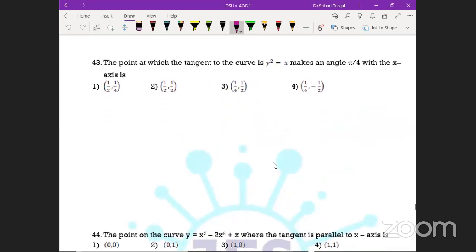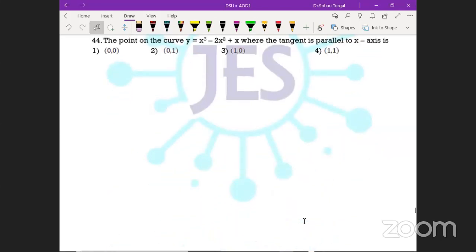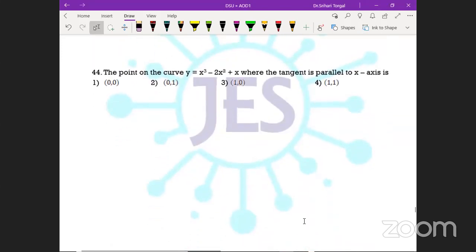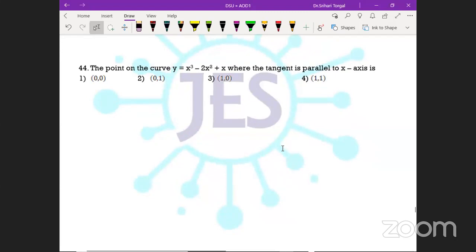The same kind of problem, yeah, it is there. Option 3 is the right answer. Okay. It is repeated. I have taken it earlier. Okay. Now tell me, question number 44.